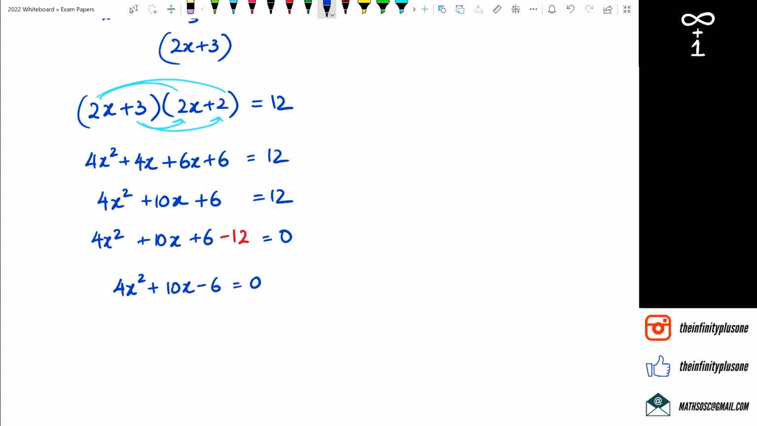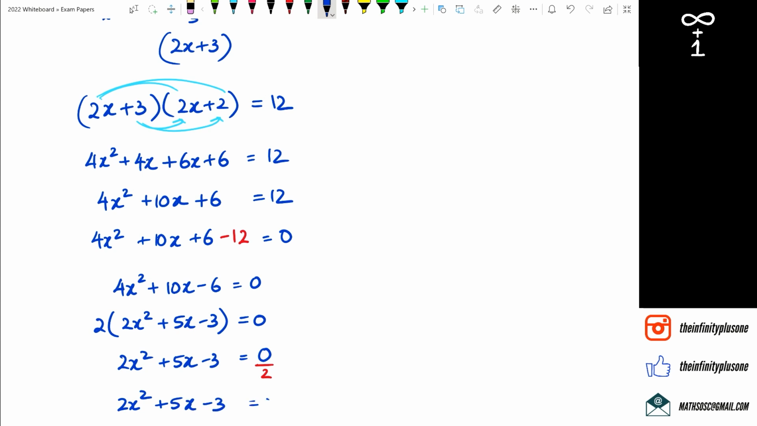Now at this point, you can see there's a 2 as a common factor, so we can actually take it out. We're going to get 2x squared plus 5x minus 3, and all of that is equal to 0. We can carry the 2 across to the opposite side. 0 divided by 2 is going to be 0. Let me just do that properly, because I know sometimes you guys message me later at night going, what happened to the 0? Or what happened to the 2? Well, 0 divided by 2 is 0.